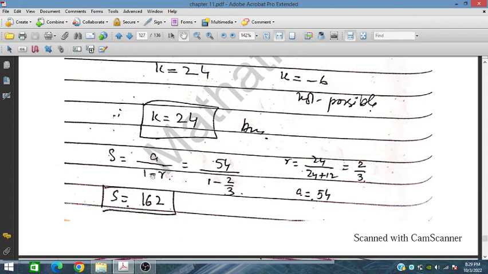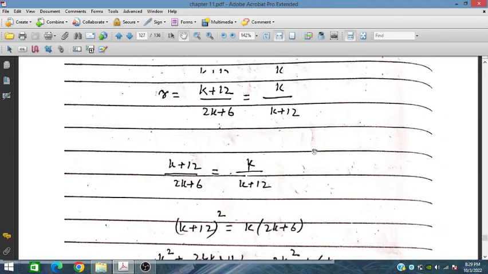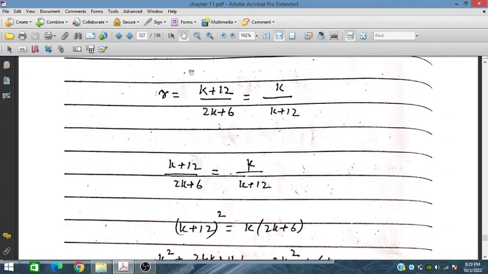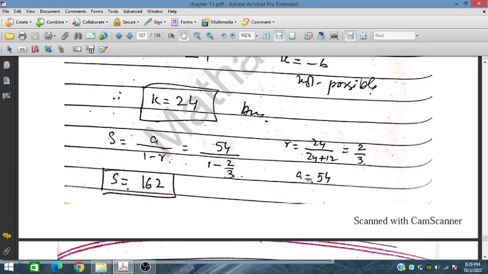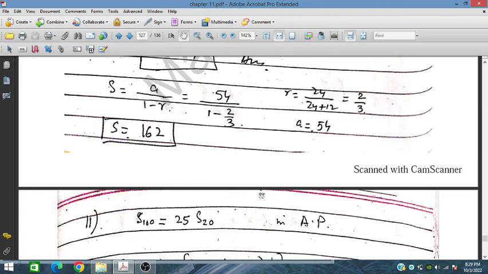So 1 minus r is given as 24 divided by 24 plus 12. So r is obtained like this. So we have obtained this value of r as this. So in place of this r we use here to find the value of S, that is 162. So this was problem number 10.